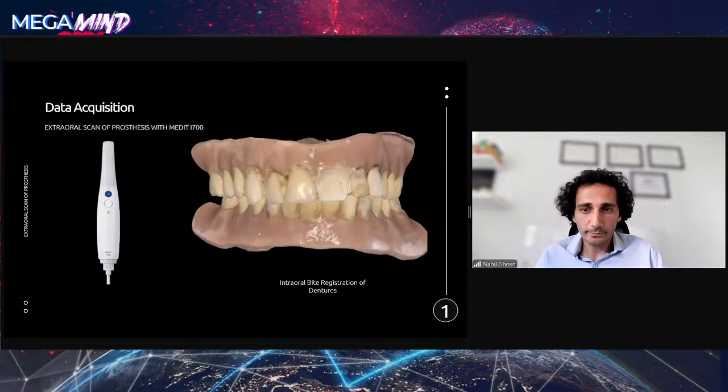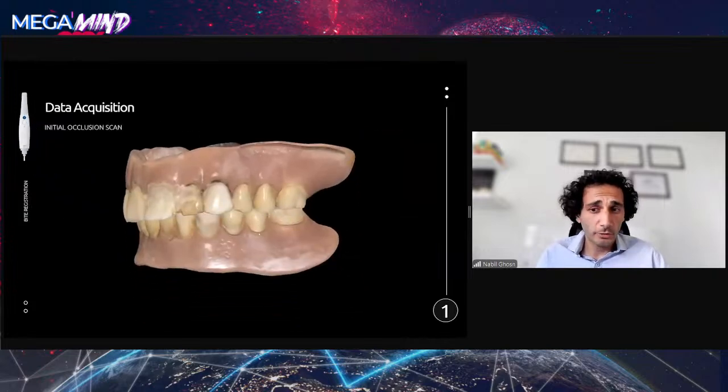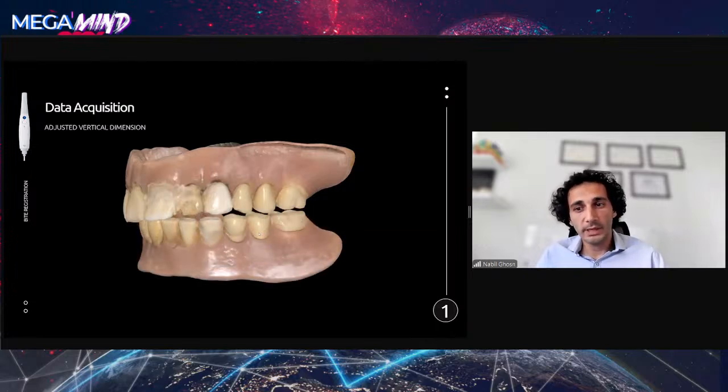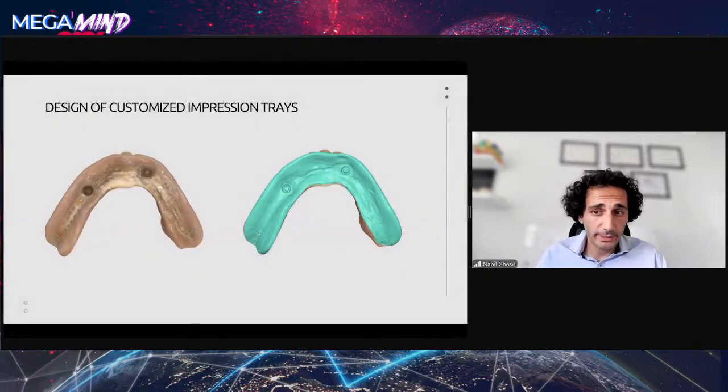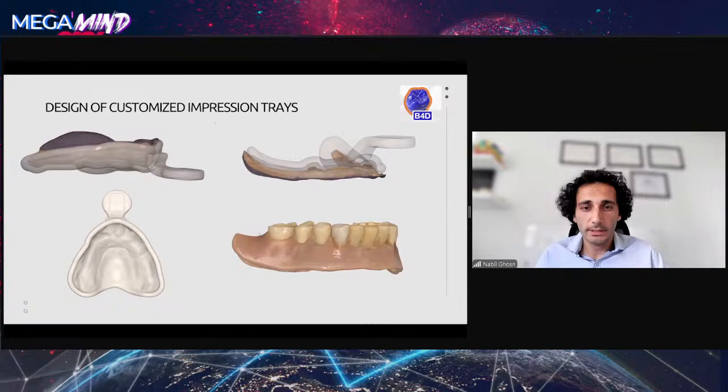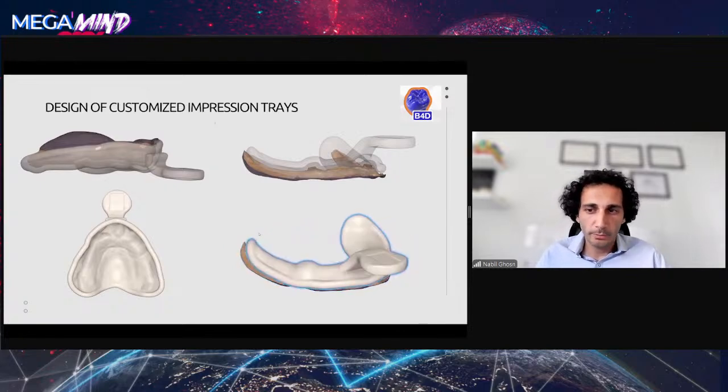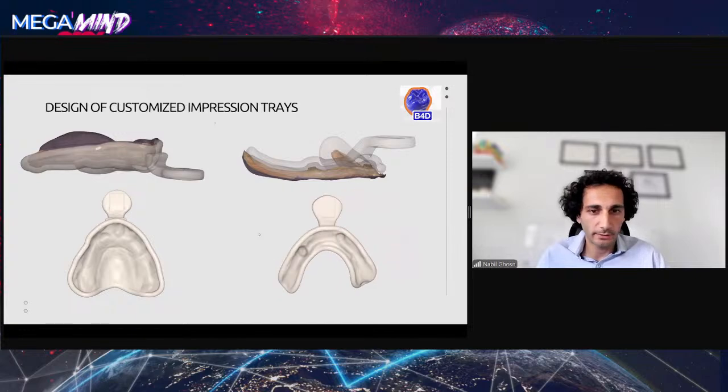radiological guide. With the presence of intraoral scanners, we decided to simplify the process by scanning the old dentures with the Medit i700 scanner. This is the regular occlusion scan with the initial vertical dimension of the patient. And this is the new bite registration, where we opened a little bit the vertical dimension and registered a new bite scan, so with the corrected vertical dimension. Based on this acquired data, we have separated the interior surface of the prosthesis and fabricated a customized impression tray using a combination of the Medit design and the Blender for Dental software.